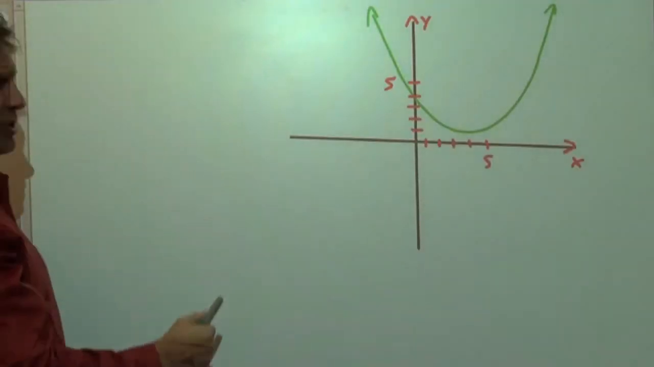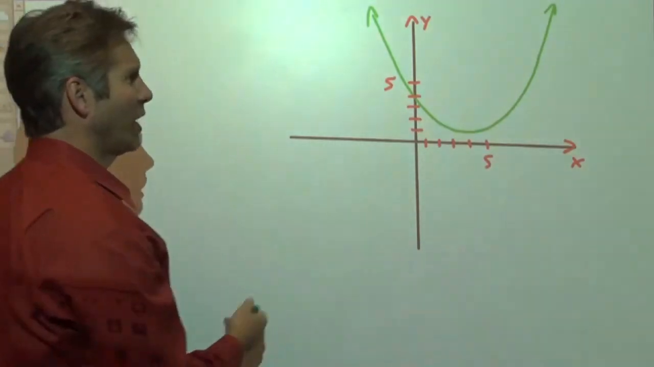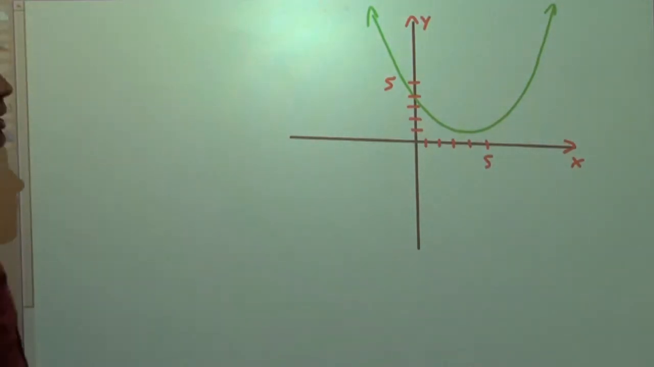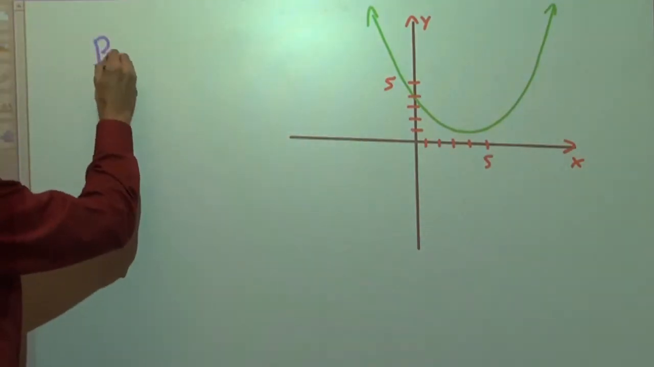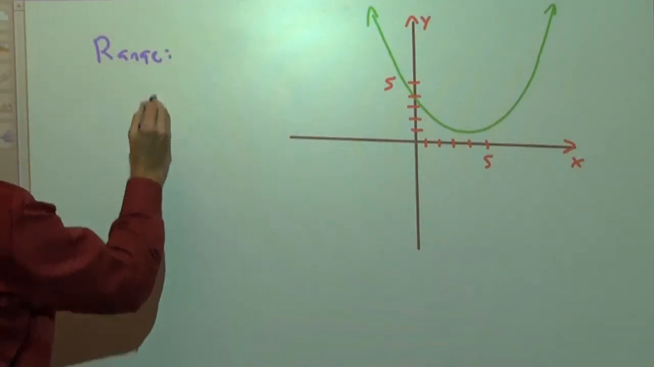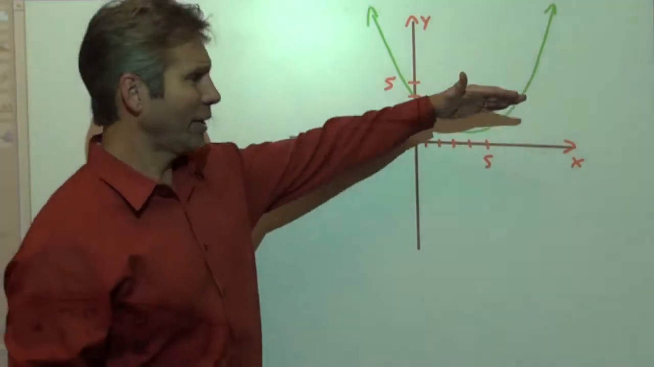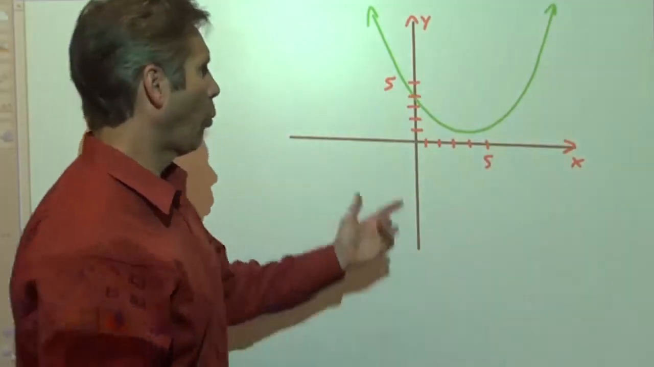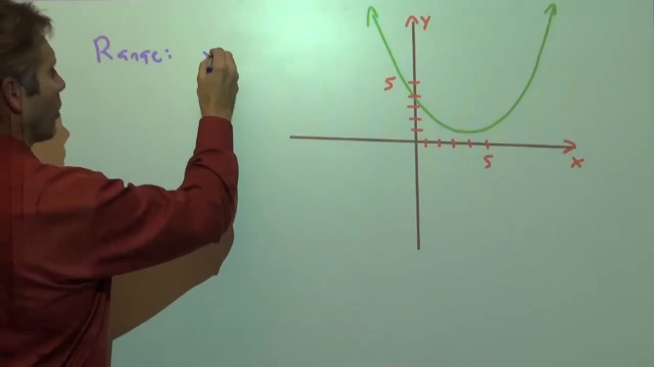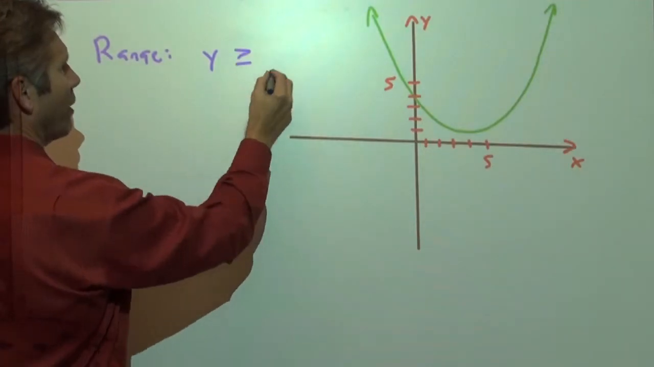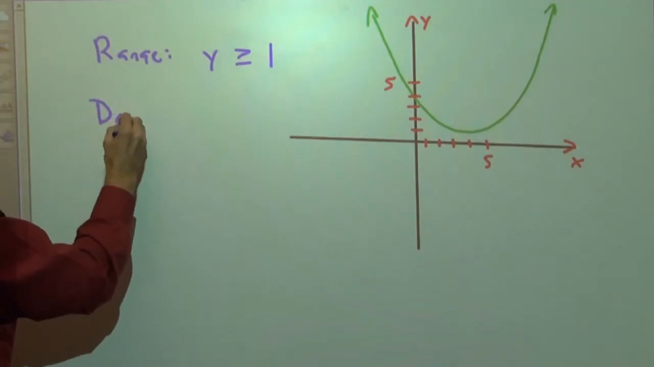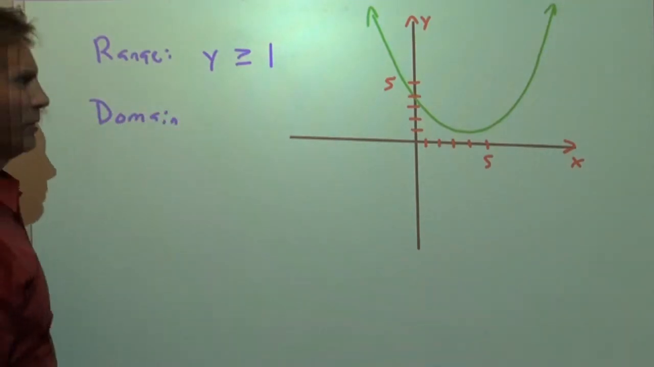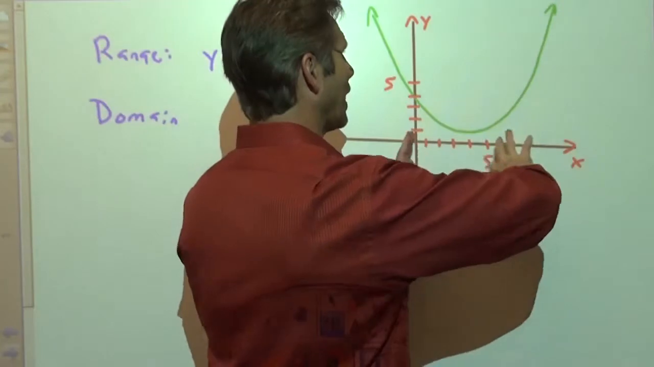Okay, this is a new function. This is a quadratic, and we want to talk about the domain and the range. Well, the range is easy for us to see here. The range are all the values of y that are on this graph. Do you agree the graph will never dip below 1 on the y-axis? So we would say that y's are going to be greater than or equal to 1. So what's happening to the domain? What's happening to the x values? Well, there's no restriction. We can get as big as we want.